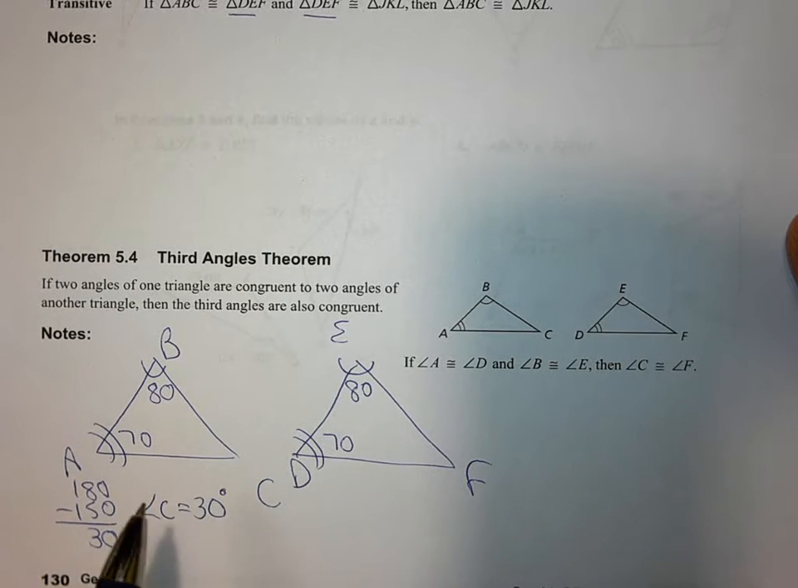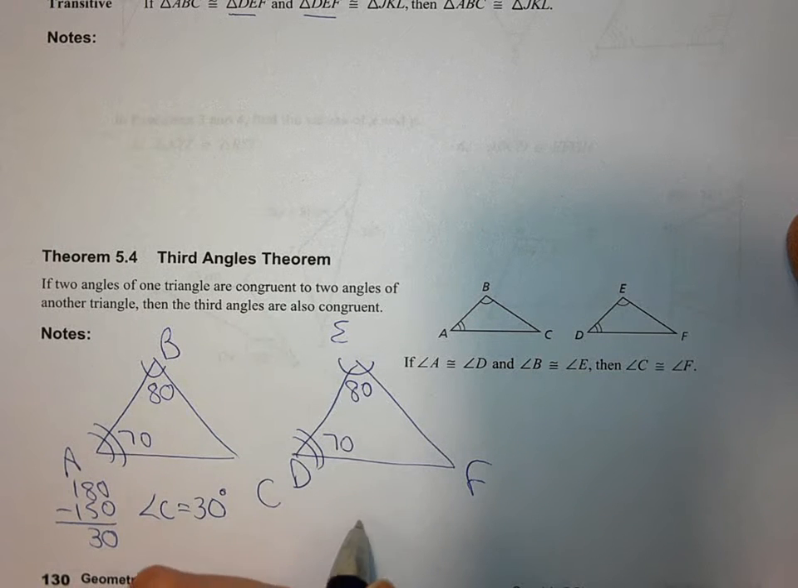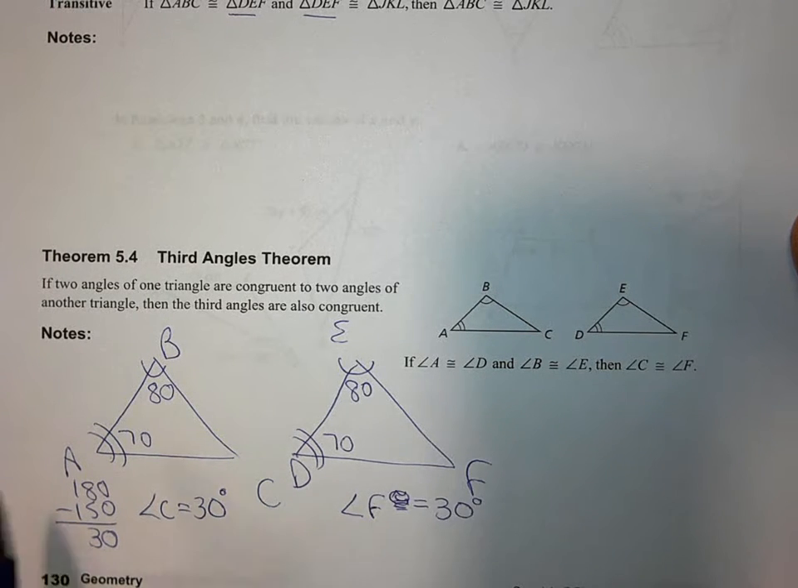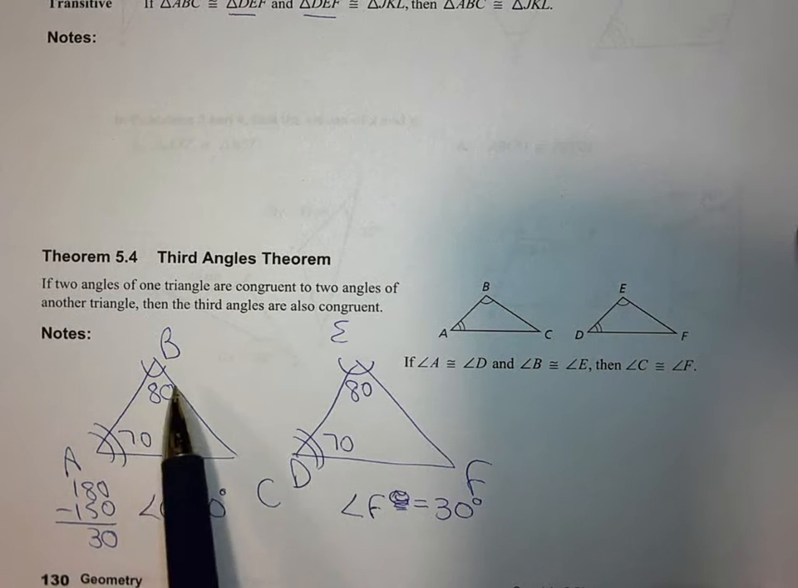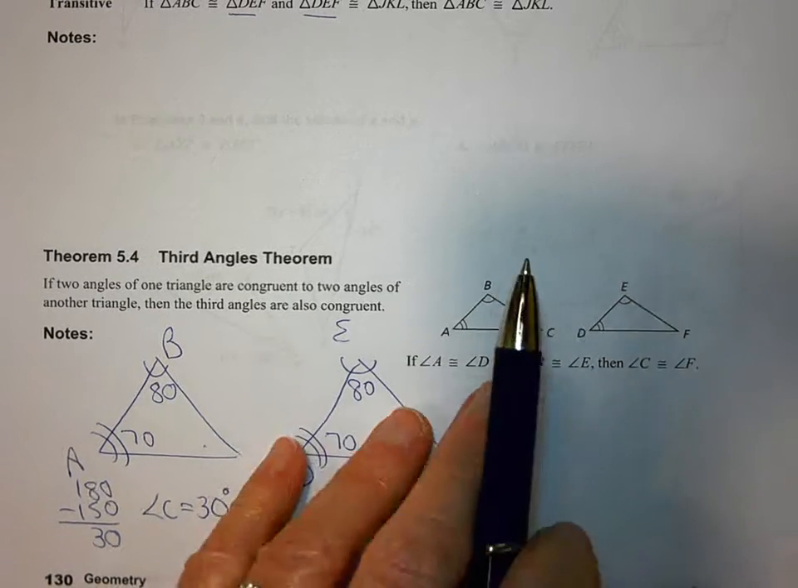And then this theorem just says if these two angles match on both triangles, angle F has to be equal to 30 degrees. So it just says if you match two triangles that are congruent and they have two angles that are the same, really the third angle has to match.